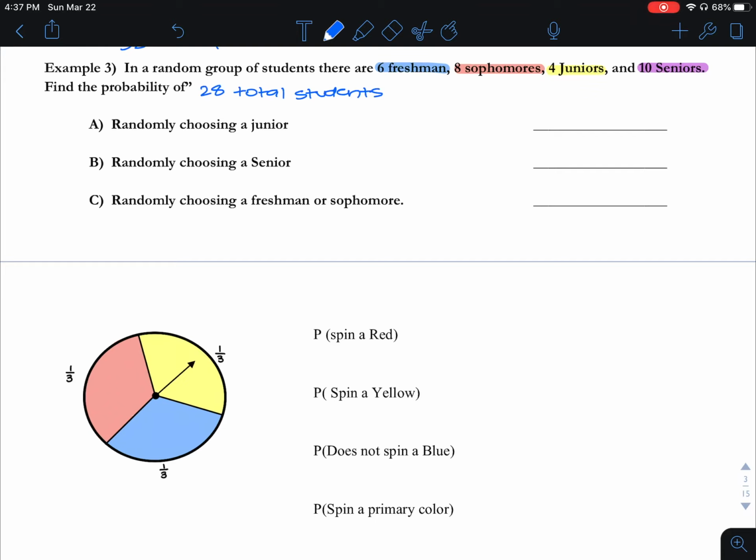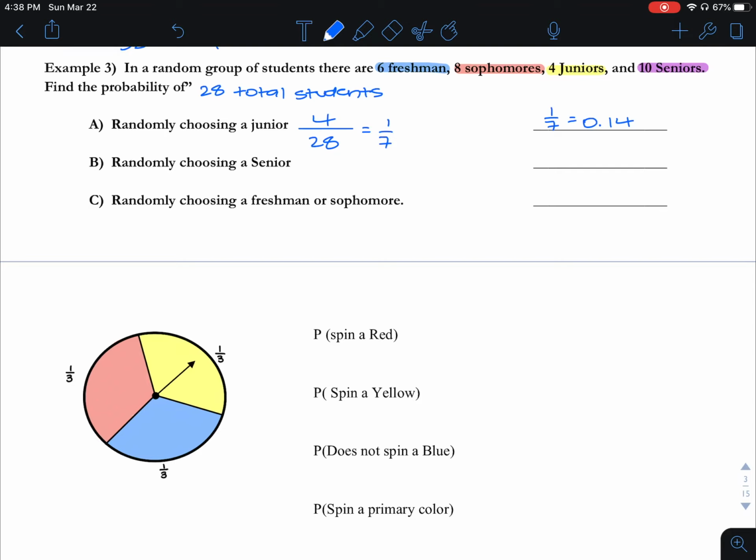Okay, well, what is the probability of randomly drawing or choosing a junior? Okay, so again, I'm going to have my ratio. The total goes on the bottom. My total is 28. Well, how many juniors do I have within this sample? I have 4, so 4 goes on top. Okay, I can reduce this fraction. I get 1 over 7. 1 over 7 is my answer, which also, if I put it in a calculator, becomes 0.14.